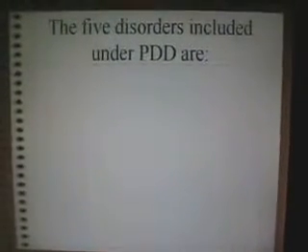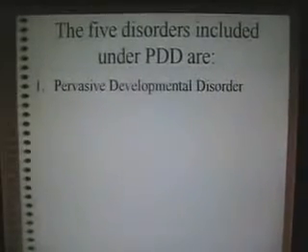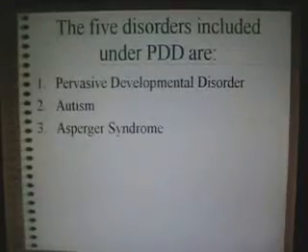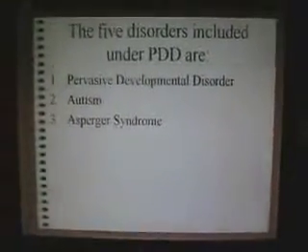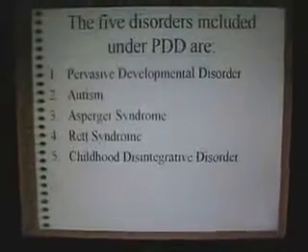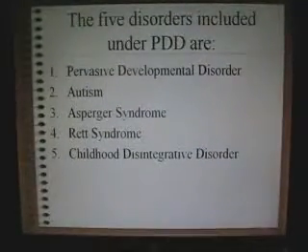The 5 disorders included under PDD are pervasive developmental disorder, autism, Asperger's syndrome, Rett syndrome, and childhood disintegrative disorder.